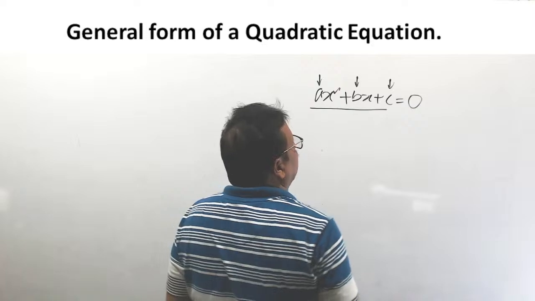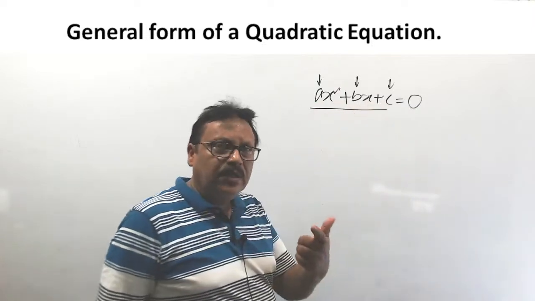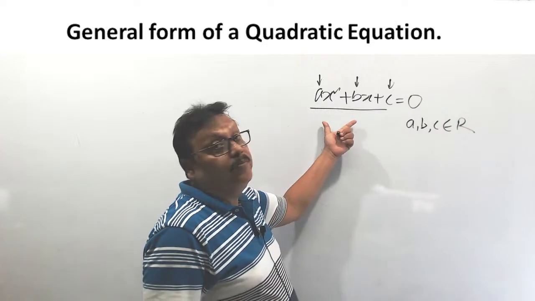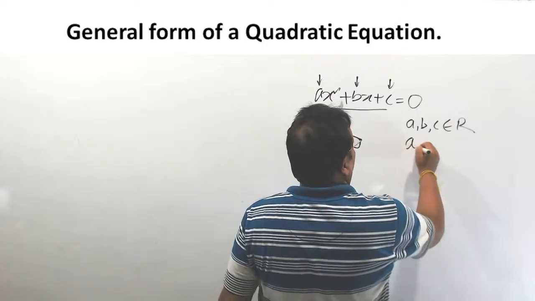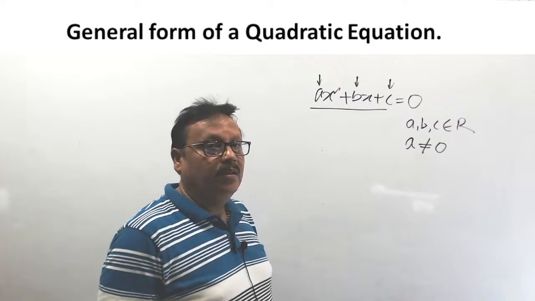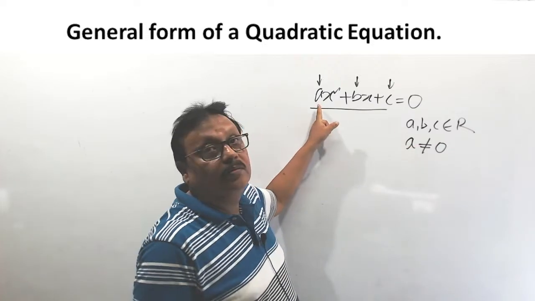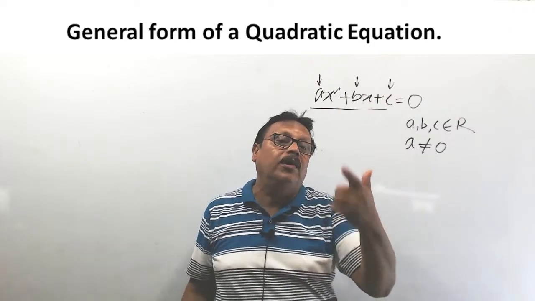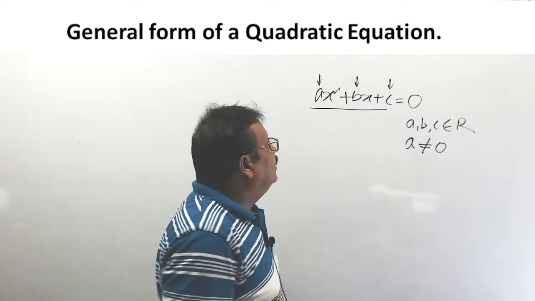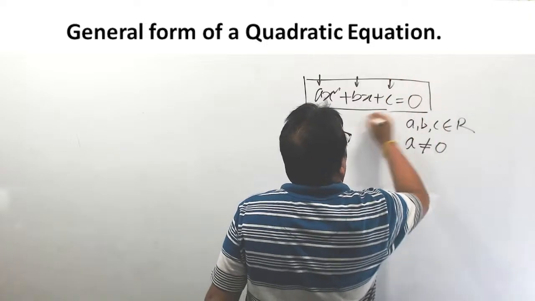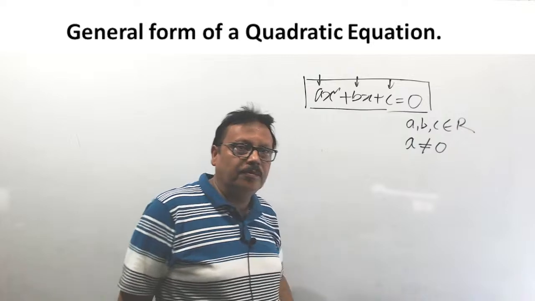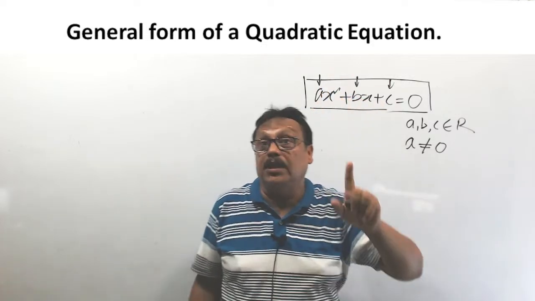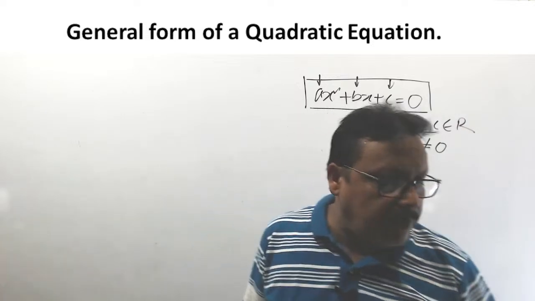Now see, a, b, c all are real numbers, belonging to R, the set of real numbers. But one very important condition: a not equal to 0. If a equals 0, then this portion will be 0, and this equation will be converted into a linear equation. It will not remain a quadratic equation. Now, this is the general form of quadratic equation where a, b, c belong to R and a not equal to 0. So a is the coefficient of x square, b is the coefficient of x, and c is in general the constant term.